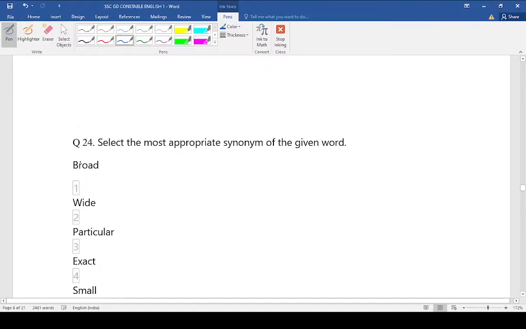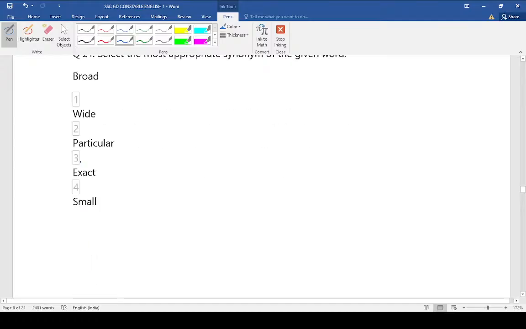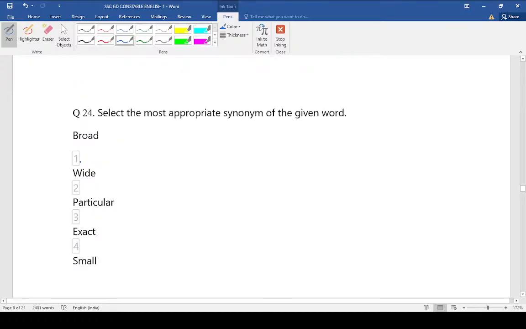Select the most appropriate synonym of the given word. Broad. We used to hear in the schools as a broad rule notes. Broad rule is nothing but the line supposed to be in the long extended. So here broad, accordingly, what will be the answer? Wide will come. Small is exact means accurately. Particular means some extent. So answer will be 1.